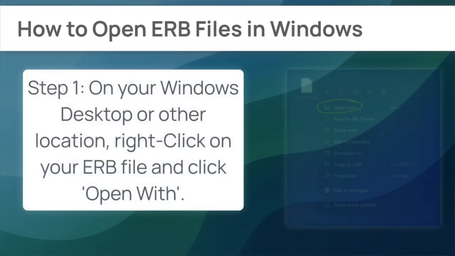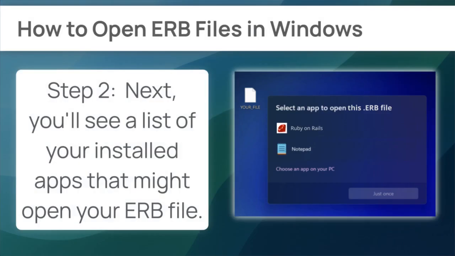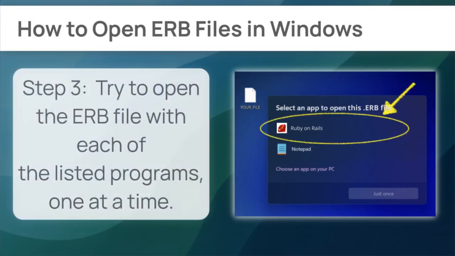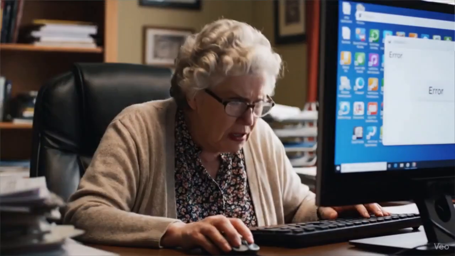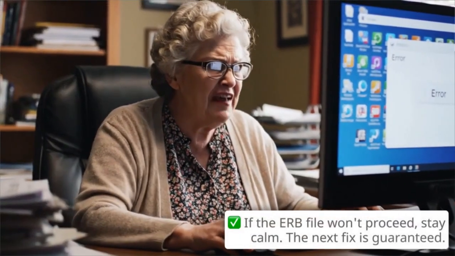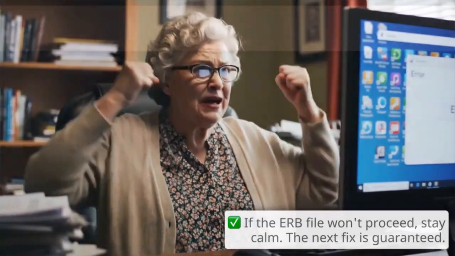Open the menu by right-clicking your ERB file and choosing Open With. Try Ruby on Rails first. If it's absent, select another program. This trial and error process is crucial for troubleshooting. If the ERB file is still refusing to open, it's expected. The system is rejecting the file for specific technical reasons. Before we apply the universal fix, let's review the most common causes of the failure.